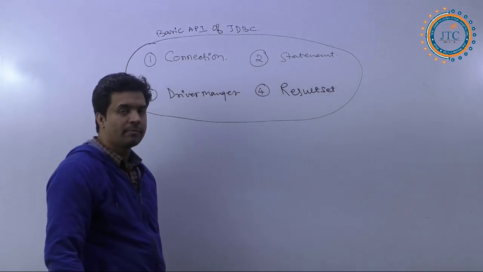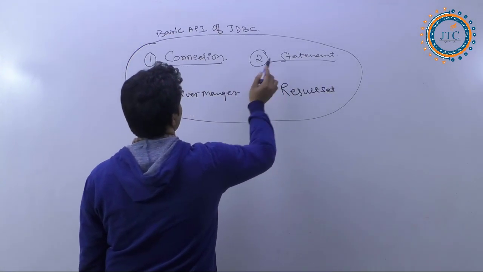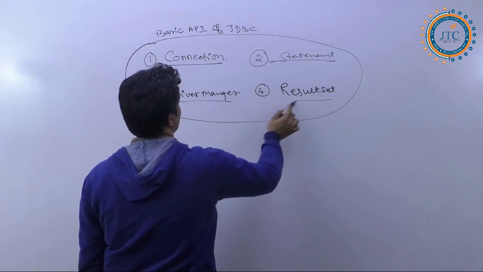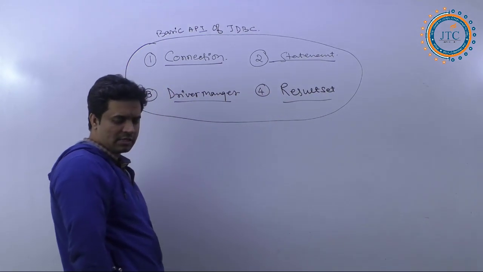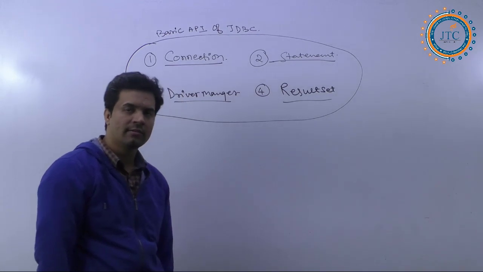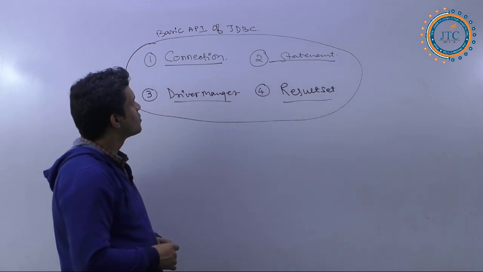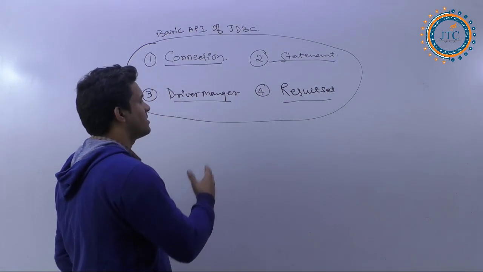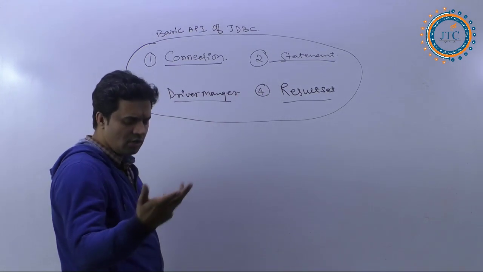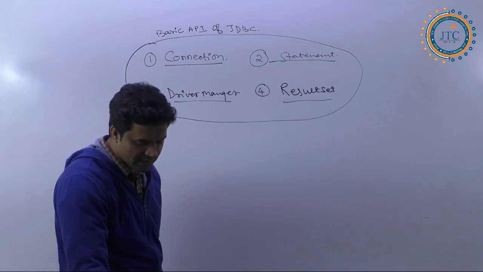अब यहां पे क्या हम समझते हैं? पहली बात, एक कनेक्शन हो गया, दूसरा स्टेटमेंट हो गया, तीसरा ड्राइवर मैनेजर हो गया, चौथा रिजल्ट सेट हो गया. ये हमारे पास अलग अलग टाइप के रिसोर्सेज अवेलेबल हैं, अलग अलग डिफरेंट ऑप्शंस अवेलेबल हैं इनटू दिस. सो बेसिक एपीआई है जेडीबीसी का. Connection, statement, driver manager, result set, all these n number of different things whatever we are having into this.